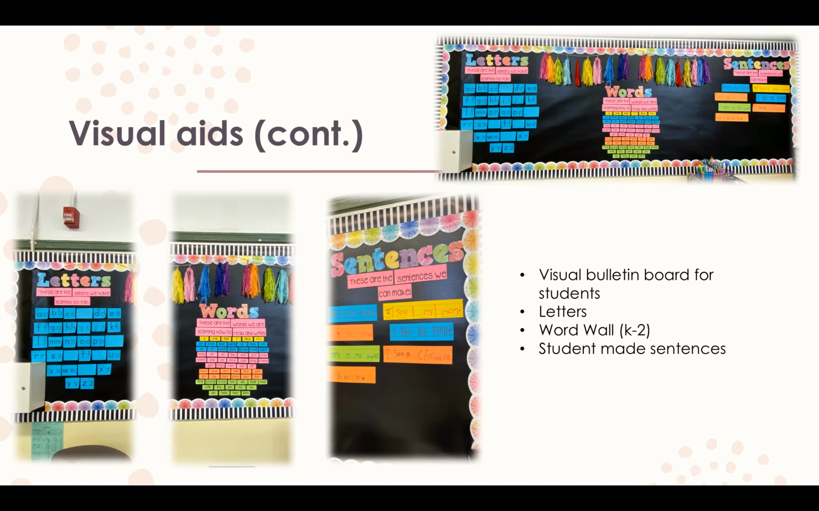There's also a visual bulletin board for students. It has a section for letters, words, and sentences. Adding a word wall that caters to grades 3 to 5 to the classroom would be beneficial to the students. A word wall is important because students can use the words as a reference during reading and writing, making them more independent while teaching them how to use a reference tool. It can also help students see patterns and differences of words.